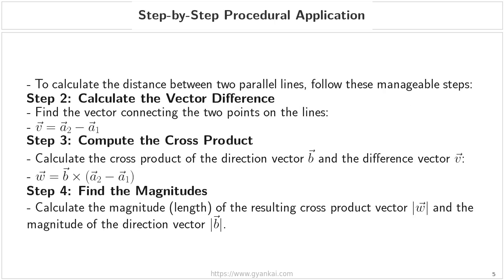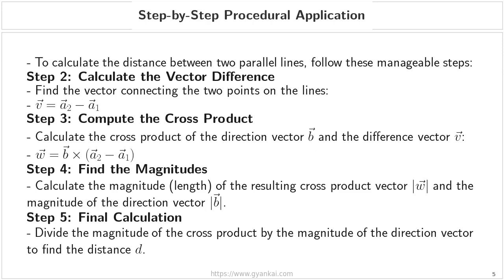Step 4. Once you have that cross product, you need to find the magnitudes. This means calculating the length of our new vector, the magnitude of w, and also finding the magnitude of our original direction vector, b.